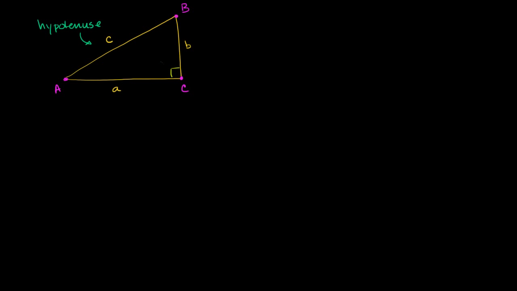To do that, I'm first going to construct another segment between C and the hypotenuse, and I'm going to construct it so that they intersect at a right angle. And you can always do that. We'll call this point right over here capital D. And if you're wondering, how can you always do that?